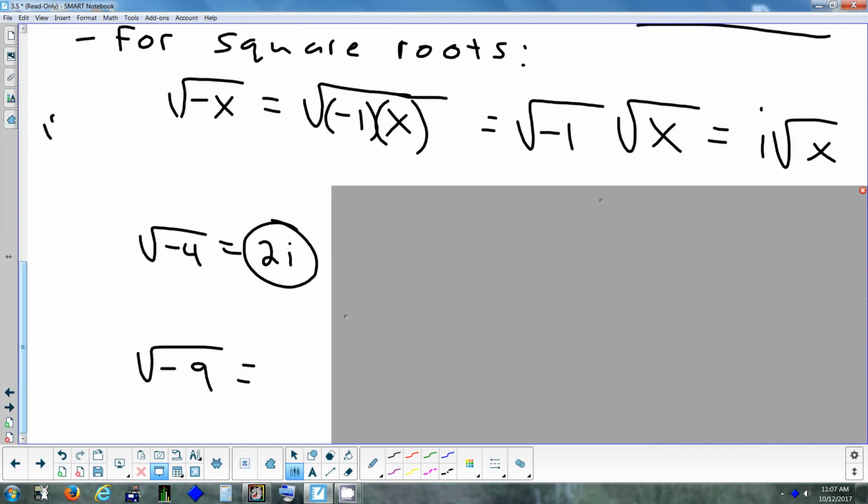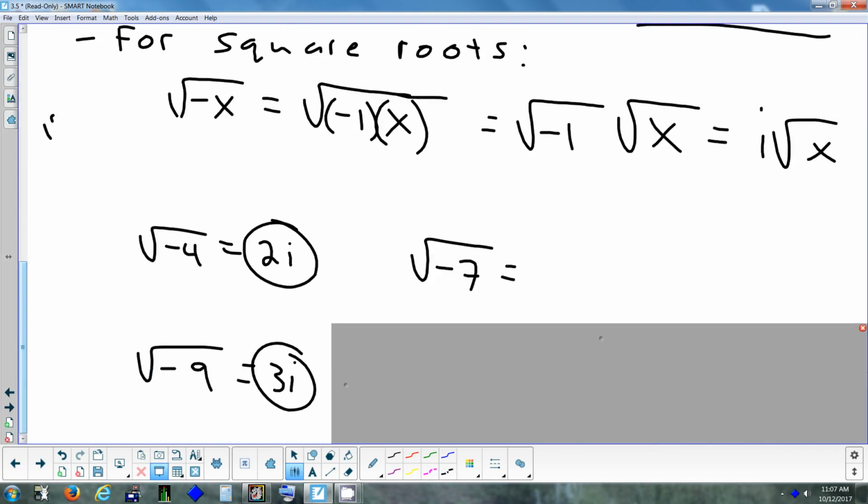How about square root negative 9? Yep. 3i. Okay. How about square root negative 7? Dan? Perfect. i square root 7.